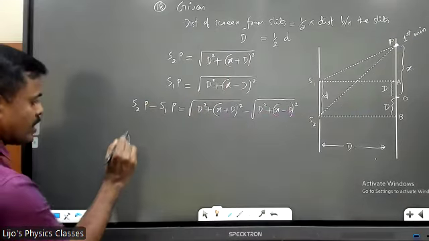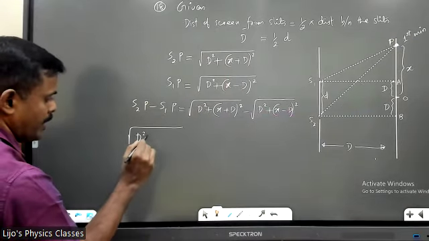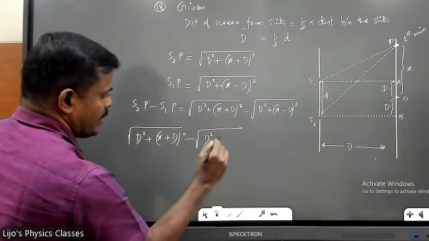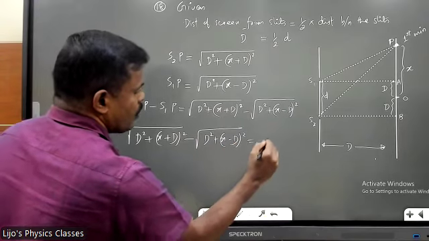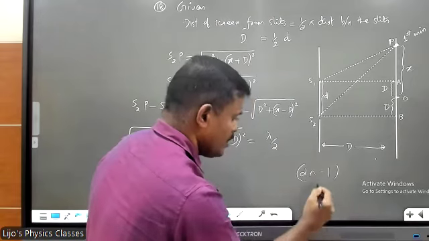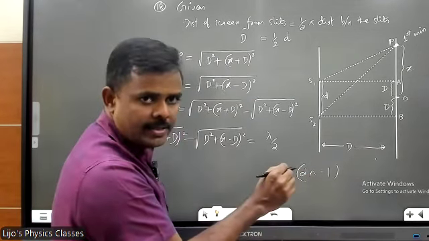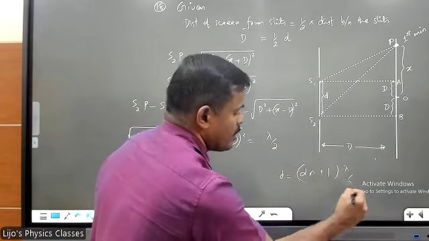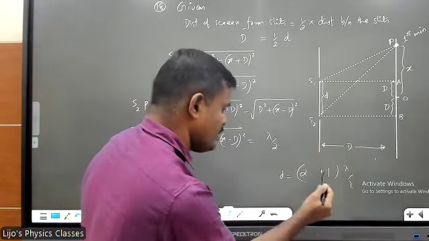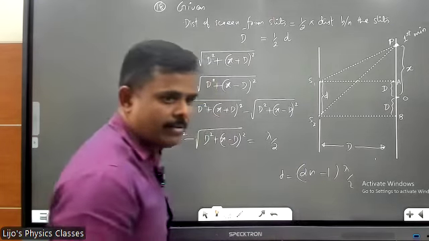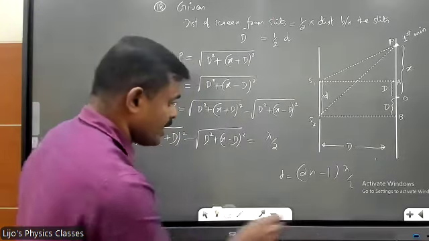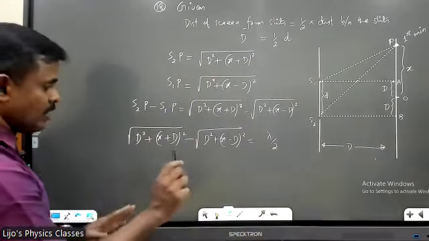So I put this condition: the path difference, root of d square plus x plus d the whole square minus root of d square plus x minus d the whole square, equals lambda by 2. First minimum is what? Originally the condition for minimum is 2n minus 1 into lambda by 2, right? Put n equal to 1: 2 minus 1 is 1, lambda by 2. I am putting the condition of minimum as lambda by 2. Now I solve this, it's finished.